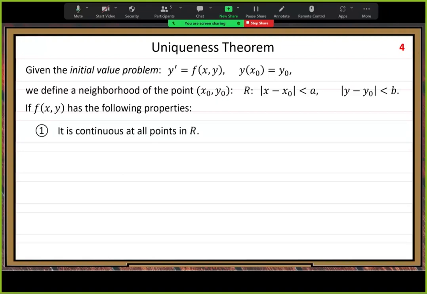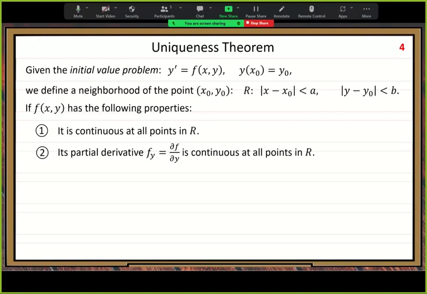It is continuous at all points in R. That's the previous condition, so we keep it. This time we need to look at its partial derivative. Partial f over partial y is continuous at all points in R. Similar to the first condition, but we change f to partial f over partial y.